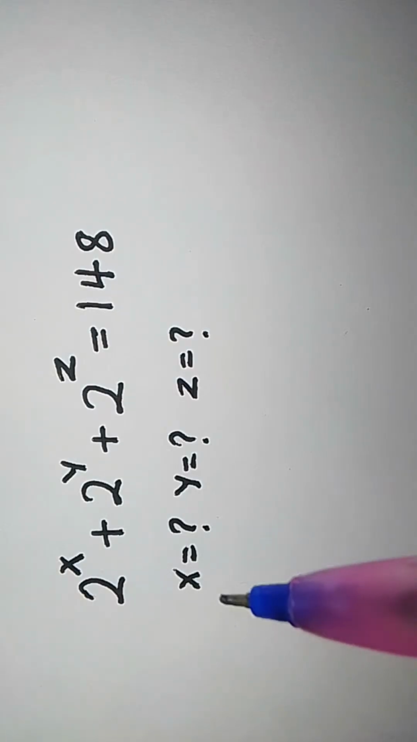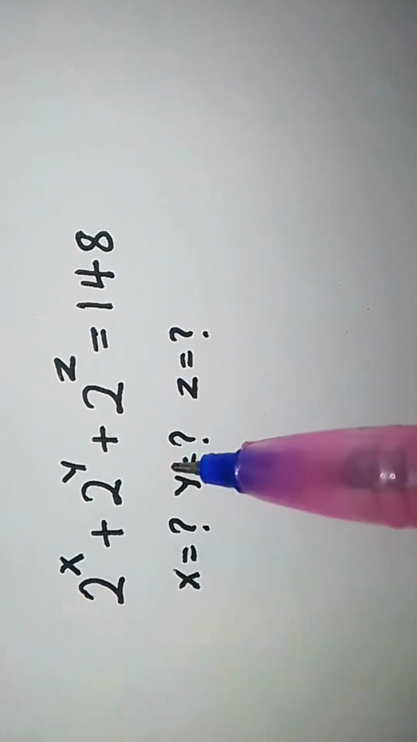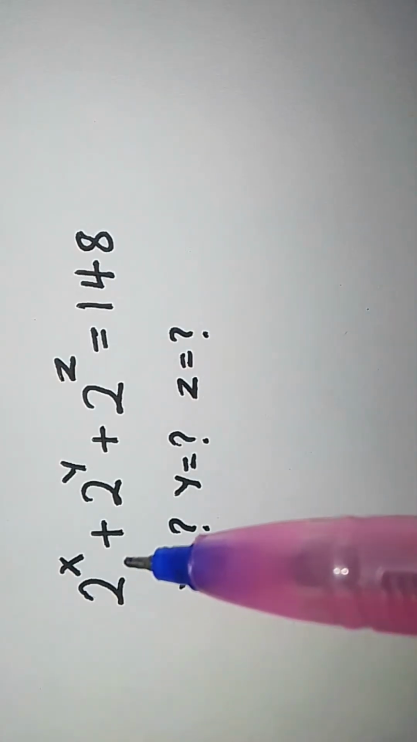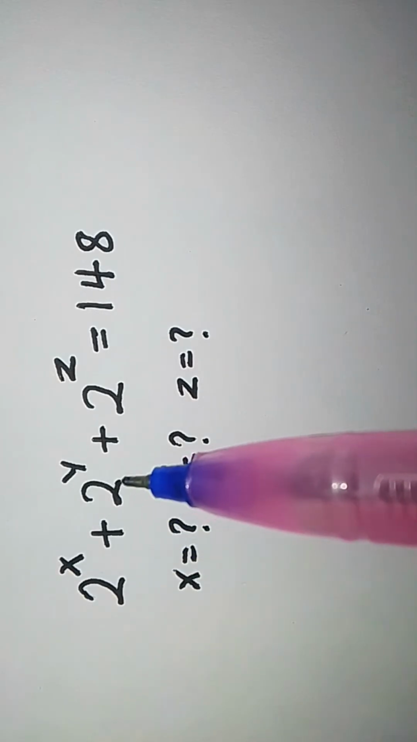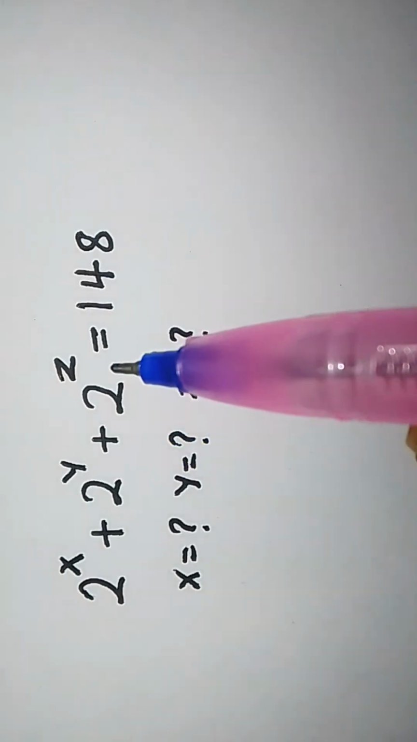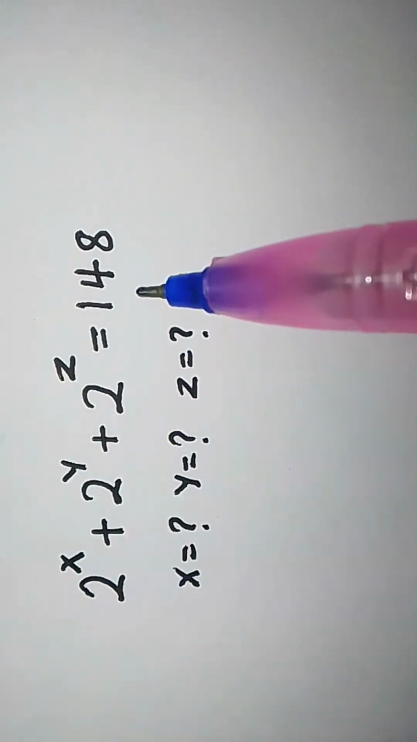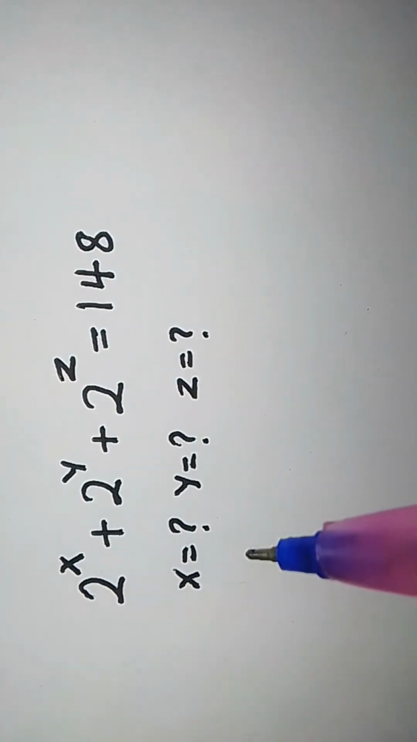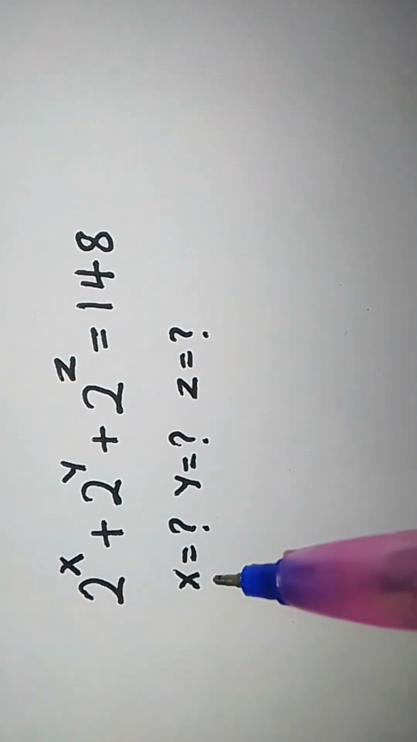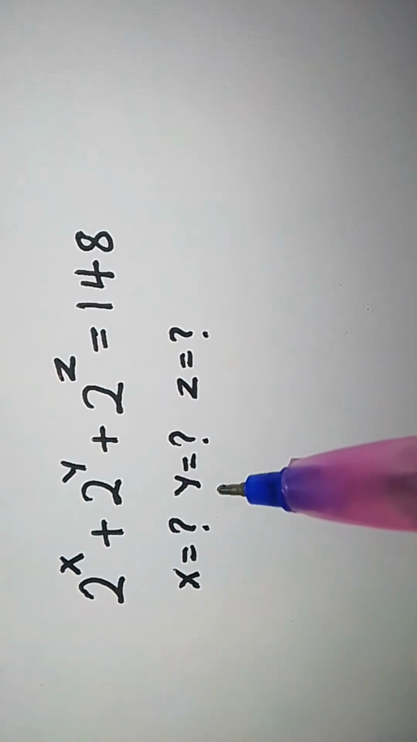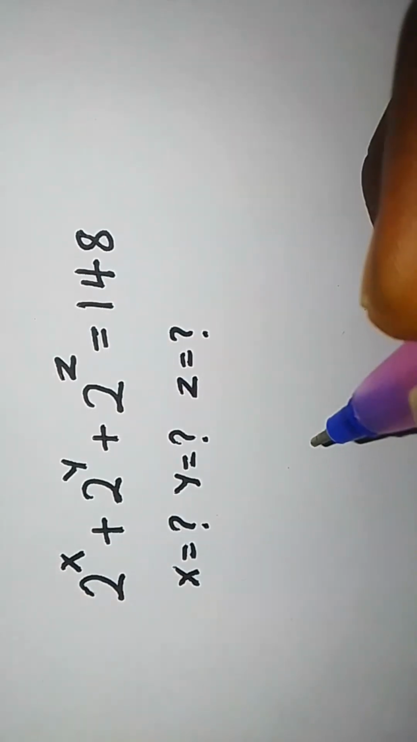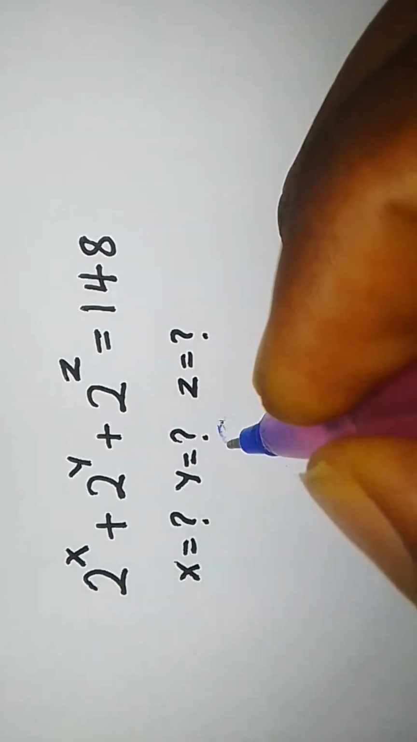Here we have a pretty nice exponential equation: 2^x + 2^y + 2^z = 148. We want to find the value of x, the value of y, and the value of z. So without further delay, let us begin. Solution.